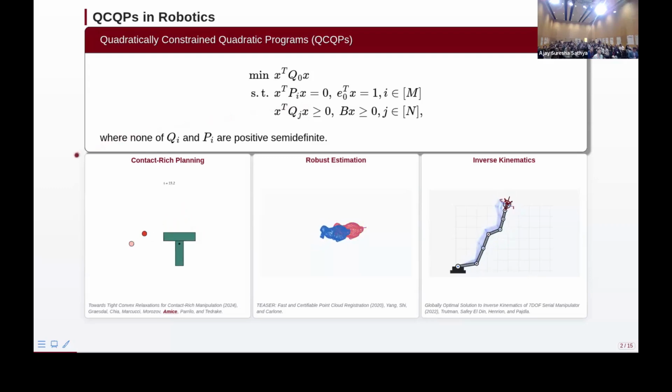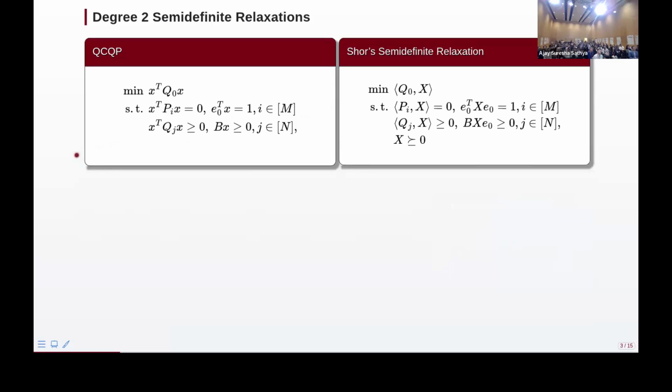These have been used in a variety of settings in robotics. We've used them in contact-rich planning. There's been prior work using these for robust estimation. And you can also use QCQPs to perform things like inverse kinematics. Part of the reason they've become increasingly popular in robotics is that even though QCQPs are non-convex and really hard, there's a very popular, simple semi-definite relaxation you can write, which is a convex program that provides a lower bound on the original program.